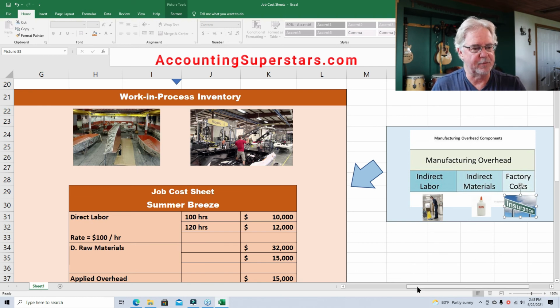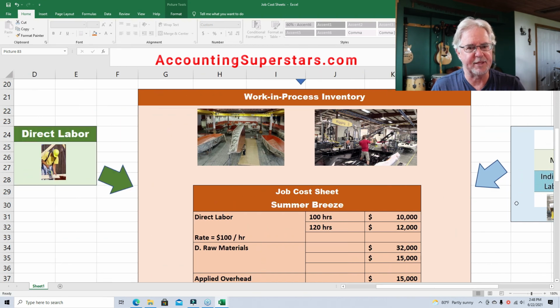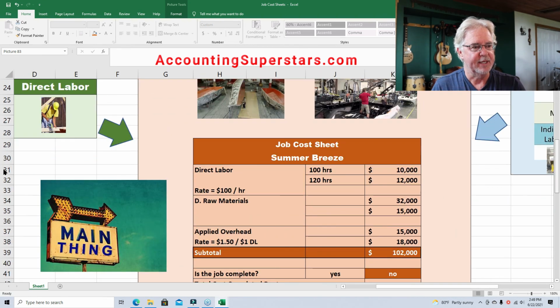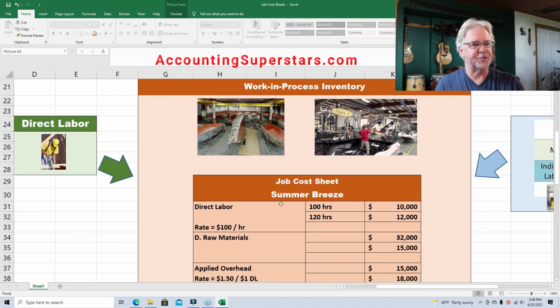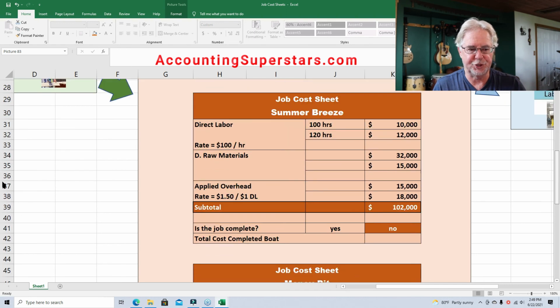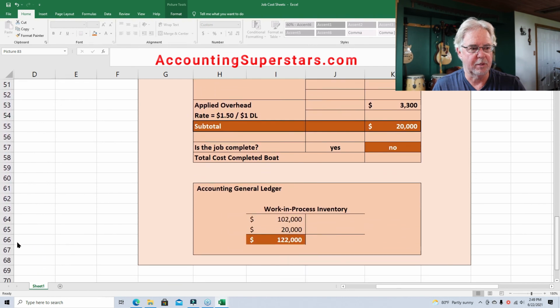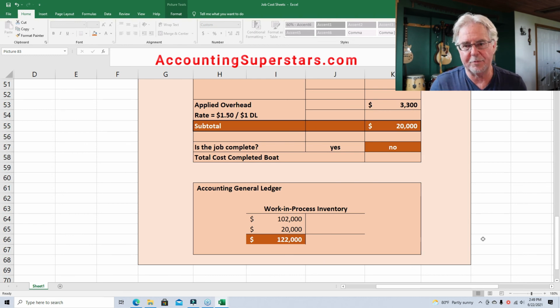So, folks, I hope this lesson helped you out. The main thing to take away from this lesson is that the job cost sheets are the documentation for work in process inventory. And work in process inventory, this is where everything comes together. And if you add up all the job cost sheets, it should equal the accounting general ledger account work in process inventory.